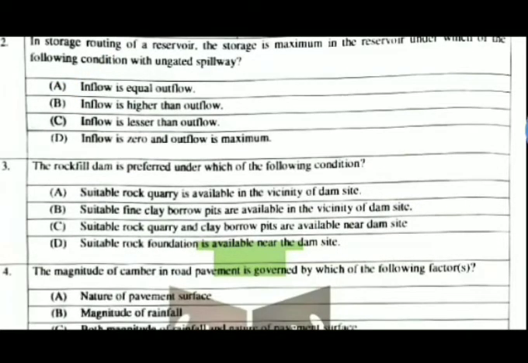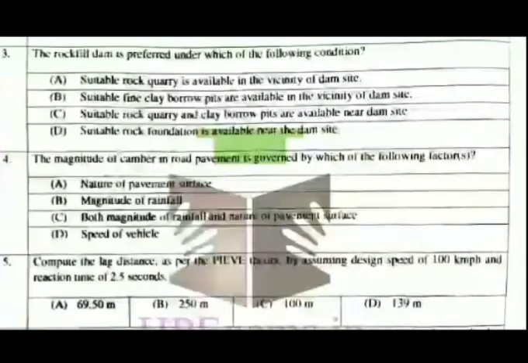The rockfill dam is preferred under which of the following conditions? And the answer for this question is option C, suitable rock quarry and clay borrow pits are available near the dam site. The magnitude of camber in road pavement is governed by which of the following factors? And the answer will be option C, both magnitude of rainfall and the nature of pavement surface.